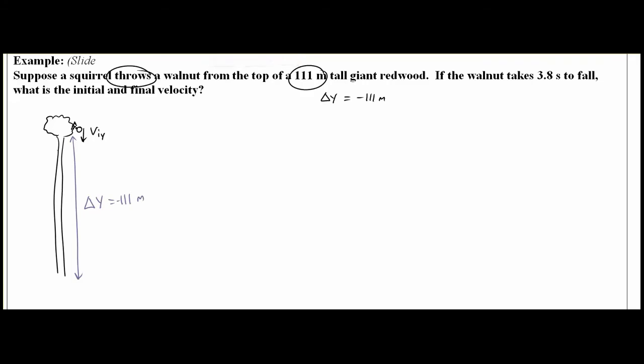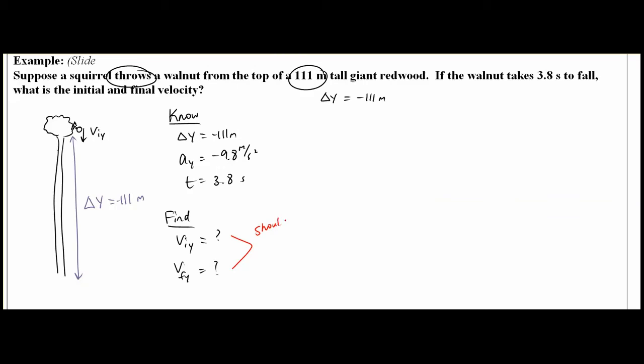Okay? So in terms of the things I know, delta y is equal to negative 111 meters. I know my acceleration is always negative 9.8 meters per second squared. And I know the time it takes to fall is 3.8. And I'm trying to find my initial y velocity and my final y velocity. And just some things I should keep in mind: these should be negative because it's moving downwards.